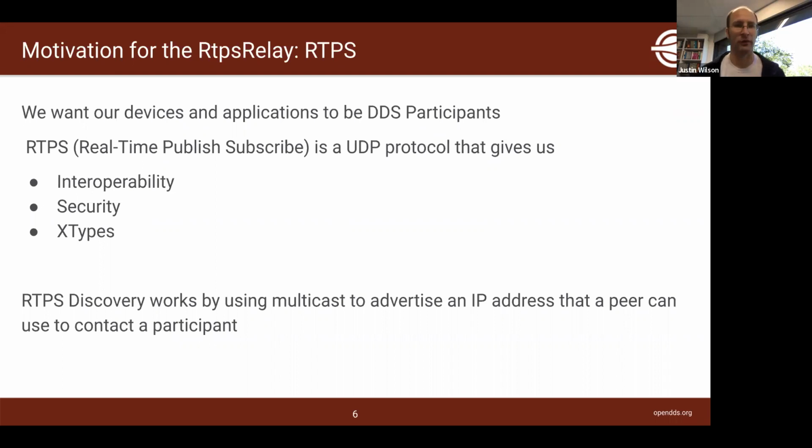We'll look at a little bit more of it, but the main characteristic of RTPS, rather, is how discovery works. Discovery works by using multicast to advertise an IP address that a peer can use to contact a participant. This is done in two phases. One is SPDP, simple participant discovery, and the other one is SEDP. SPDP always uses multicast to advertise an address, and every peer must then use that advertised IP address to contact that participant.